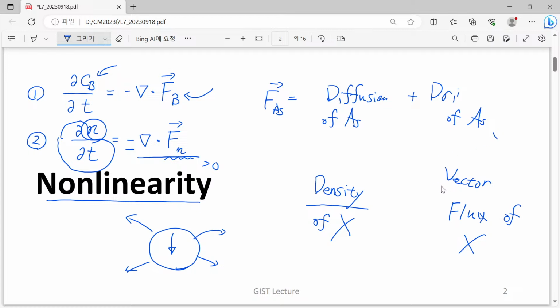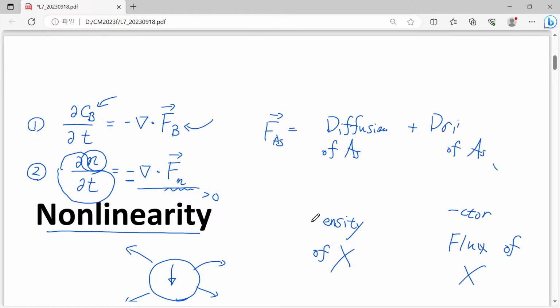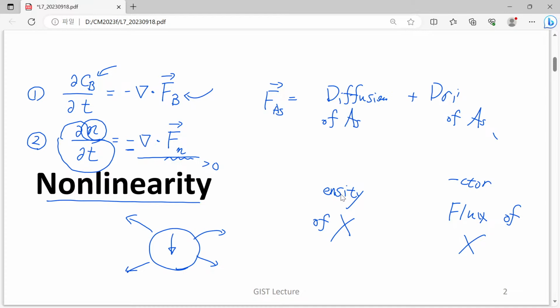However, I still want to say that this is still called a diffusion equation because in this case the major physical phenomenon is merely diffusion, and drift is a secondary impact. Okay, so that's the reason why we still call this effect diffusion of dopants instead of drift and diffusion of dopants. But please note that what we actually solve is the continuity equation.